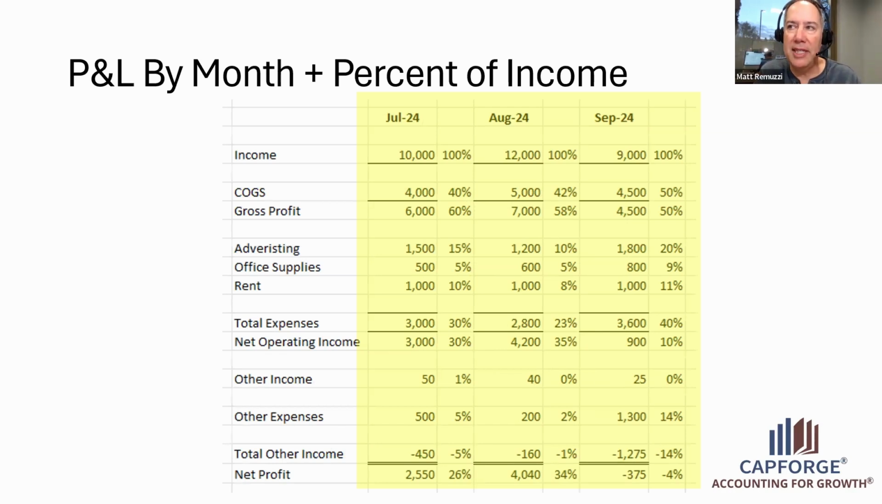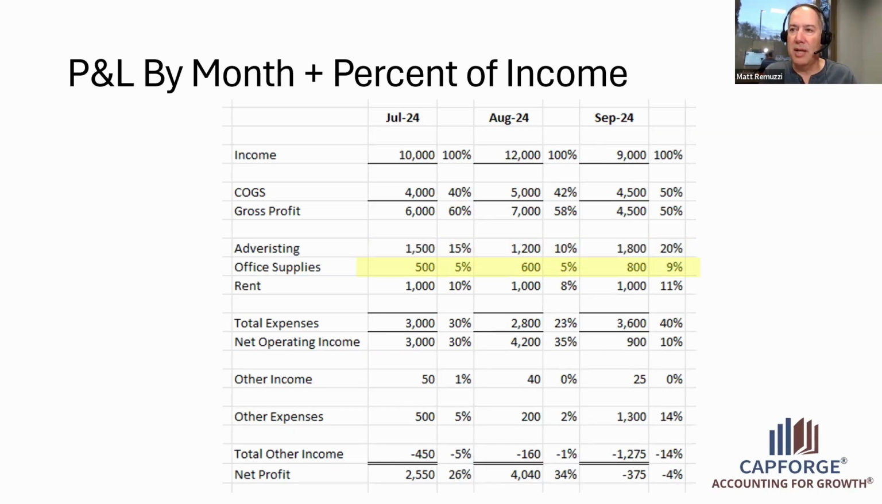An even easier way to see this is to look at your columns over time with a percent of income. Now I can see, instead of having to do the math in my head, that cost of goods sold did a little jump from July to August, but a big jump from July to September. Likewise, advertising doubled from August and was up substantially even from July.